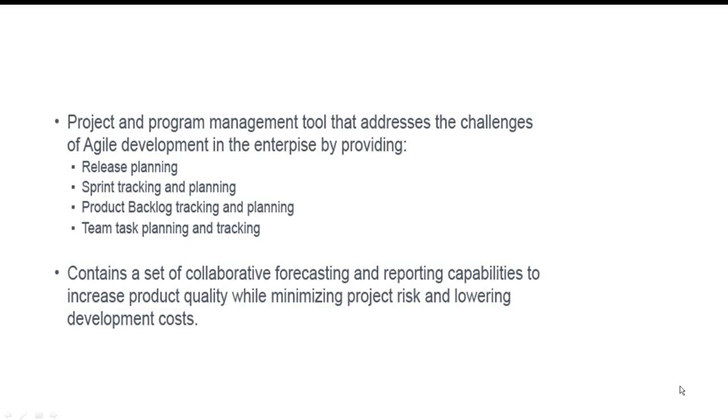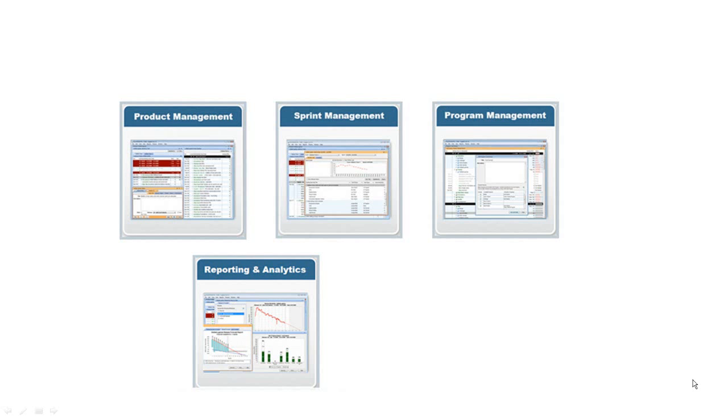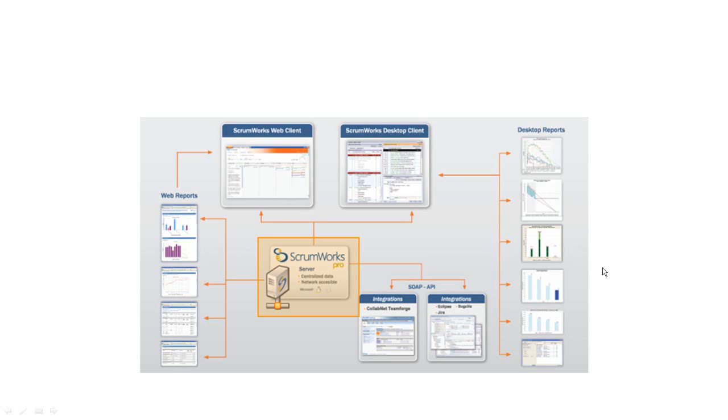ScrumWorks Pro's rich set of collaborative forecasting and enhanced reporting capabilities help agile teams improve the quality of their product releases while minimizing project risk and development costs. ScrumWorks Pro strives to be Scrum scaled for the enterprise. It provides the ability for Scrum teams to accomplish product management, sprint management, and program management activities.